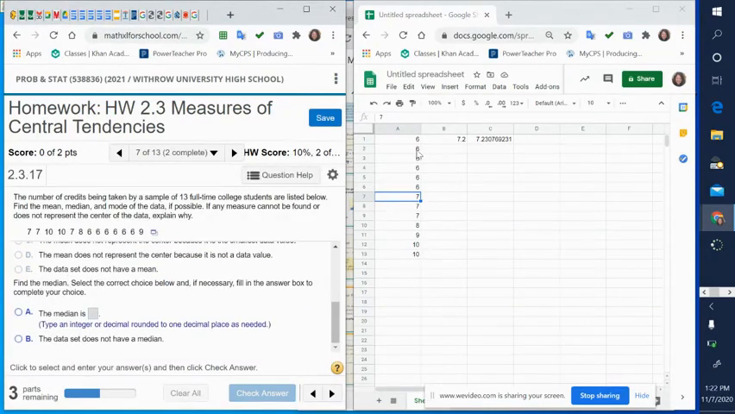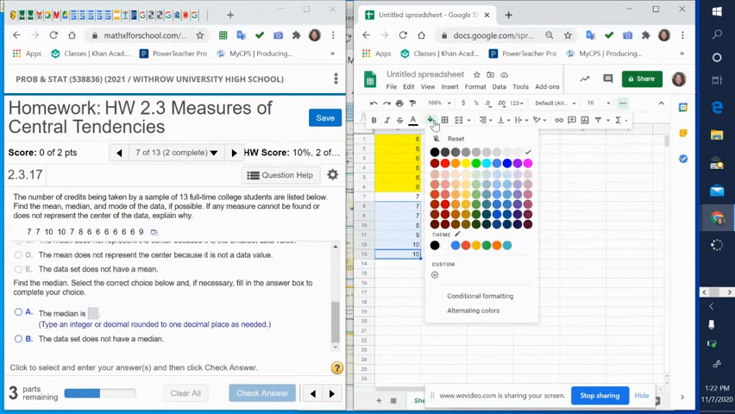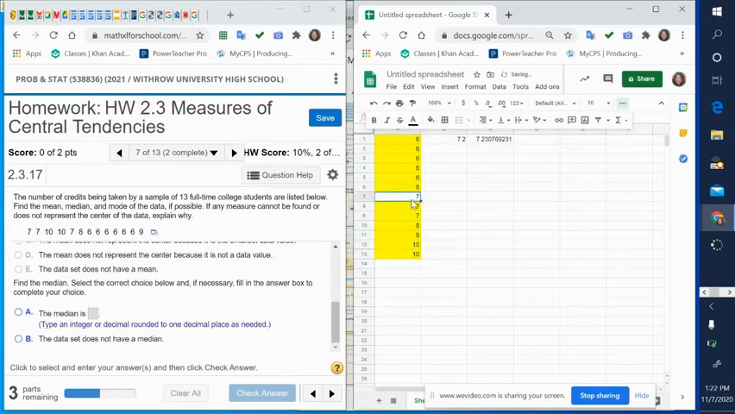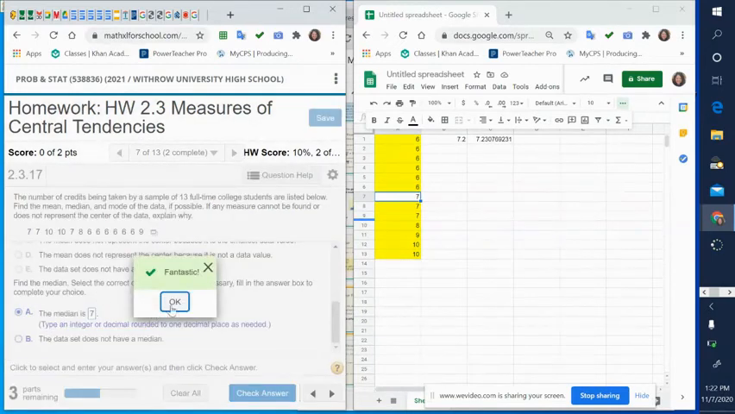Median, middle number, right? So we're going to count. I have 13, so I need to go 6 this way. 1, 2, 3, 4, 5, 6 on this side. Let me highlight that a color. And there's 6 from this side: 1, 2, 3, 4, 5, 6. Oh, so my middle number is 7. That is the median. That was easy.